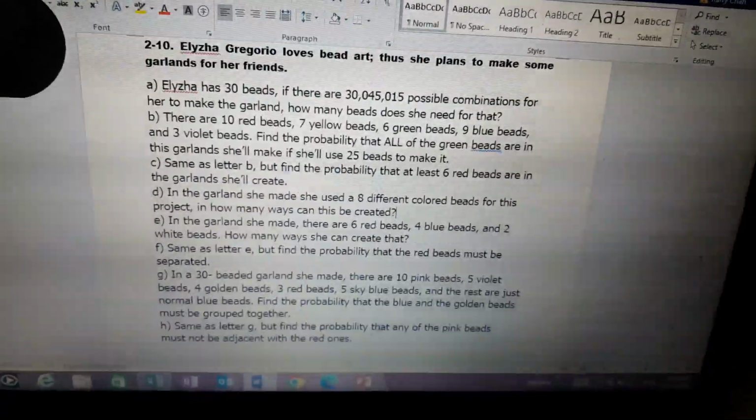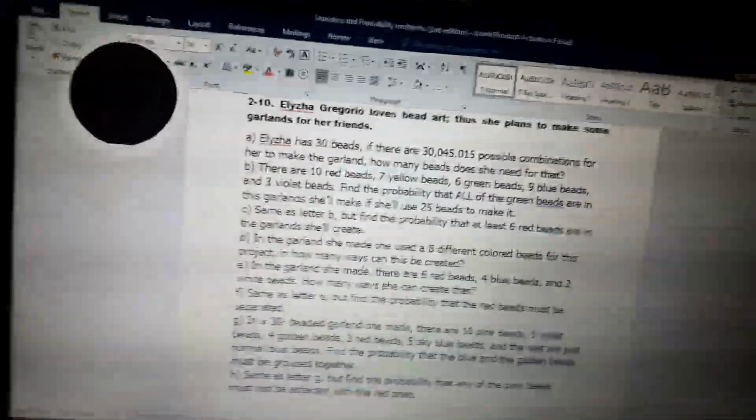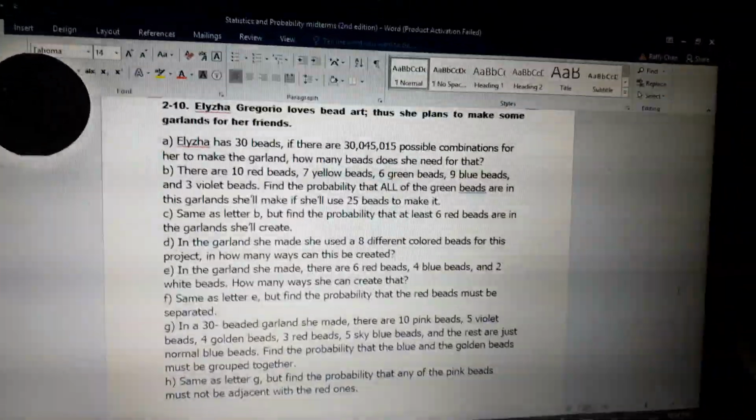Okay, so now for the last problem. Are you ready for the last problem involving stats and probs? I hope you're with me because the last problem is very tough. Are you ready? Let's do this.